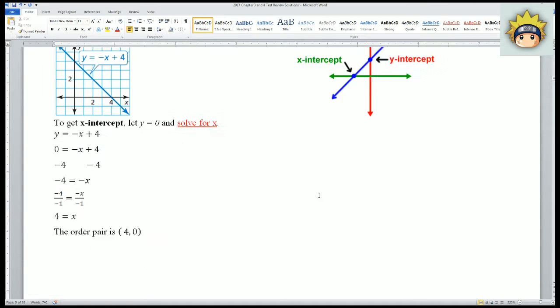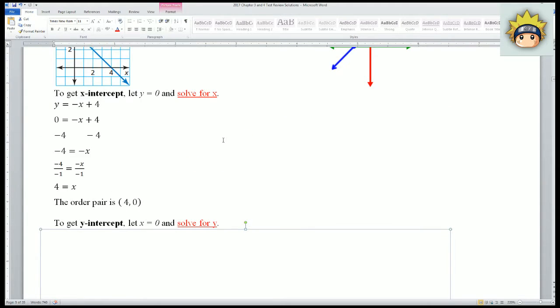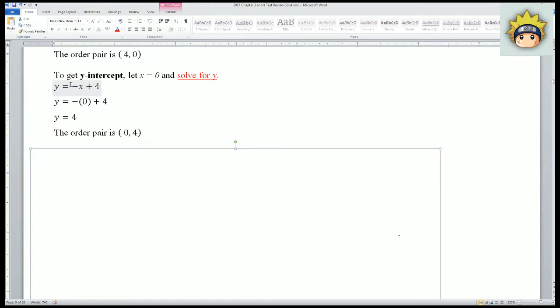Let's do the y-intercept now. The y-intercept is when x equals 0 and I solve for y. Okay, let's do that. Here's the equation: y equals negative x plus 4. I substitute x equals 0. This becomes 0. Y equals 4. Y is only equal to 4 when x equals 0. It is a relationship. That is why the ordered pair is 0, 4.